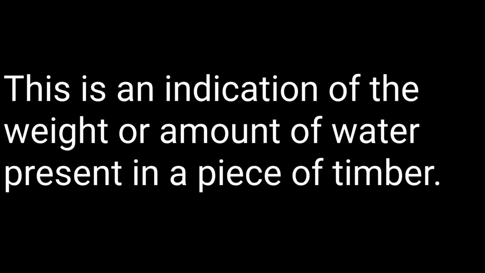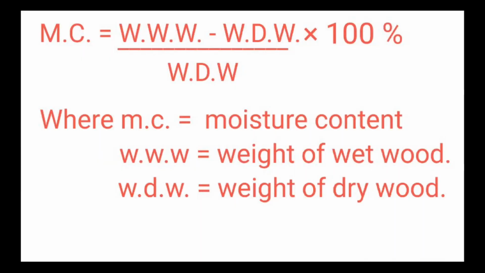And now this brings us to the moisture content of timber. Moisture content of timber is an indication of the weight of moisture or water in a piece of timber. That means it tells us how wet the timber is. It can be obtained as follows. That is, moisture content can be calculated with the formula MC = (WWW − WDW) / WDW × 100%, where the moisture content is represented with MC, and then WWW stands for the weight of wet wood, as well as WDW stands for the weight of dry wood. It should be noted that the moisture content of wood is usually expressed as a percentage of the dry weight.